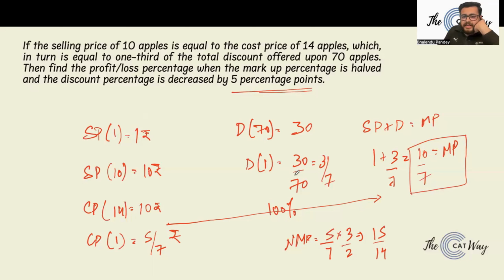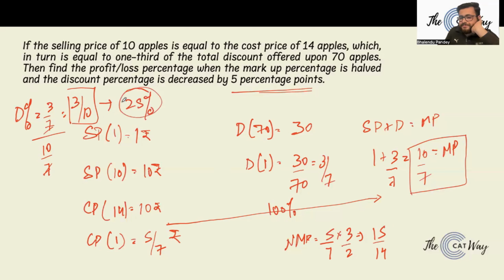And discount percentage, so what was the original discount percentage, guys? Discount percentage is discount divided by mark price. So discount is 3 by 7, mark price is 10 by 7. 7 is gone, you are left with 3 by 10. So that means there was a discount of 30%. Now that 30% discount is converted into a 25% discount, right?